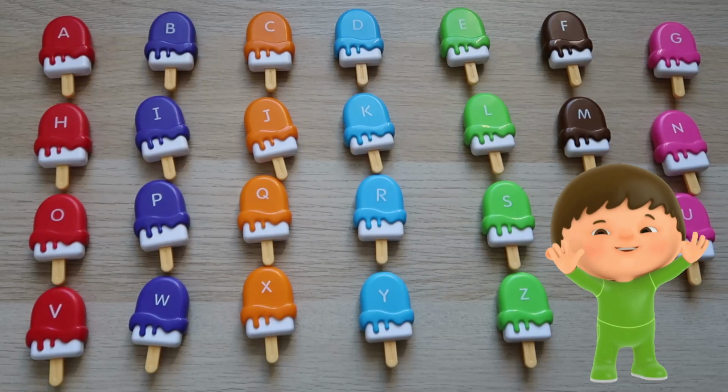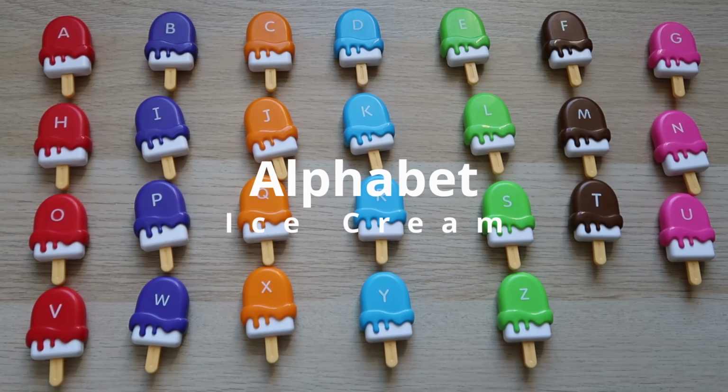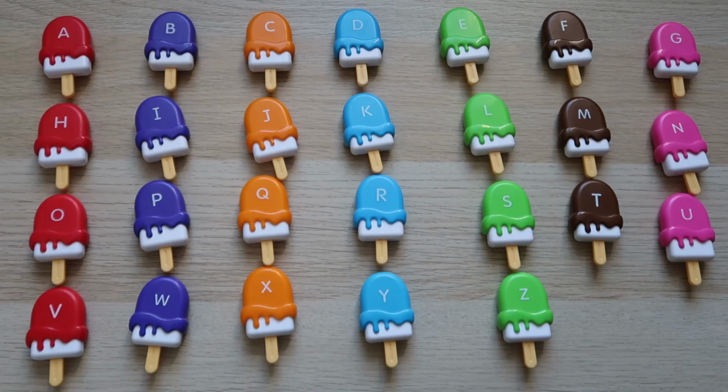Hello, friends! Today we are going to learn the alphabet using these fun ice cream letter bars. Each ice cream has a letter on it, and inside we'll discover a picture that starts with the letter's sound. Are you ready? Let's begin!